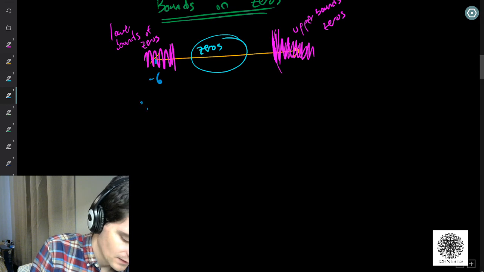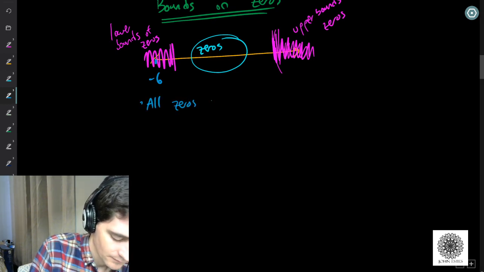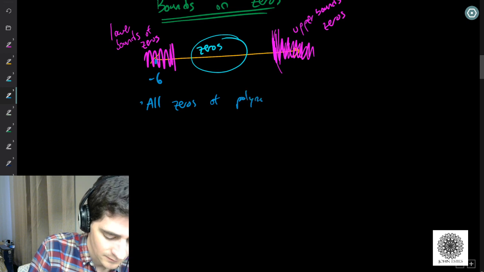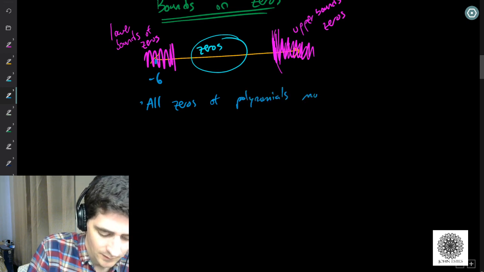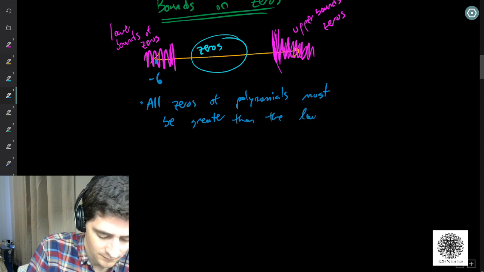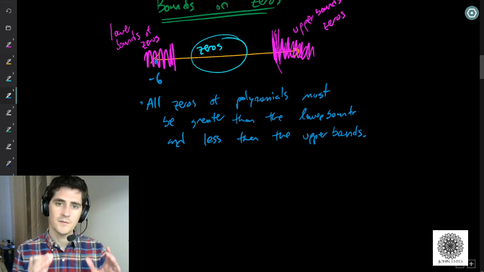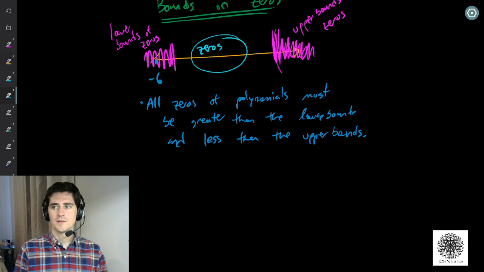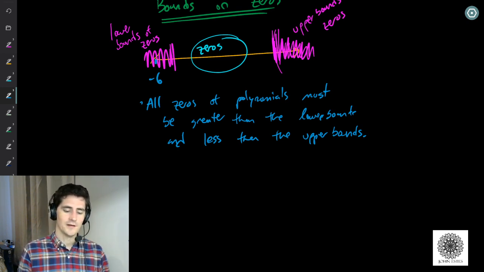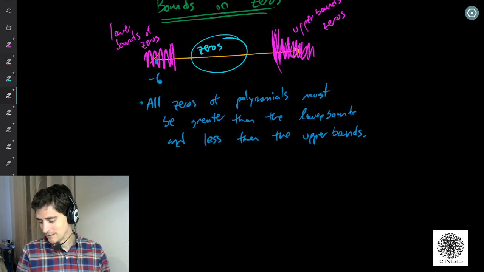So let's say all zeros of a polynomial must be greater than the lower bounds and less than the upper bounds. So all the zeros are kind of trapped in between the upper and lower bounds. And the question is, can we figure out how to find upper and lower bounds? And the answer is yes.